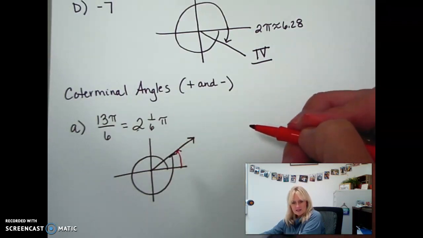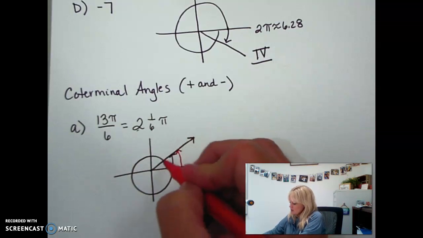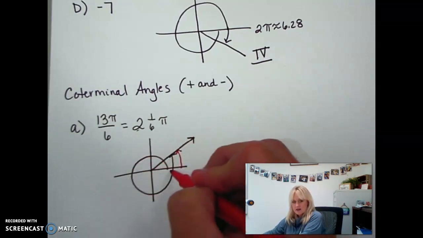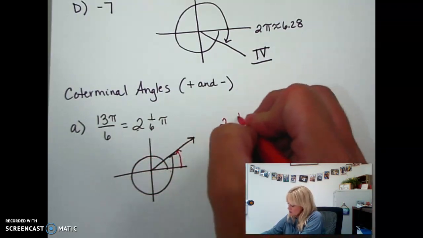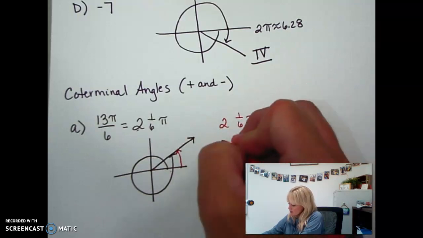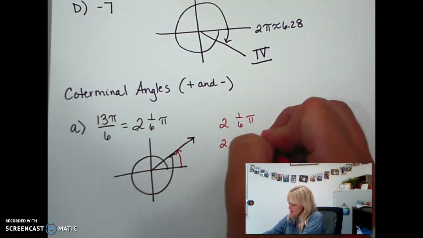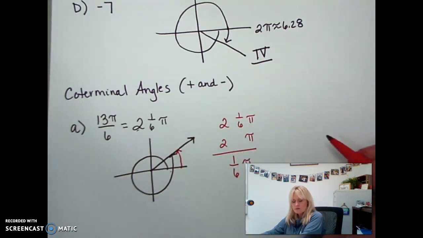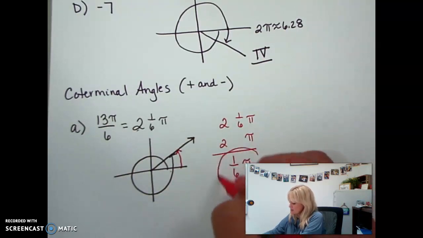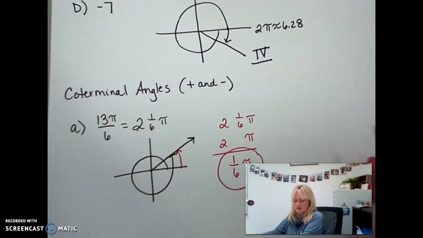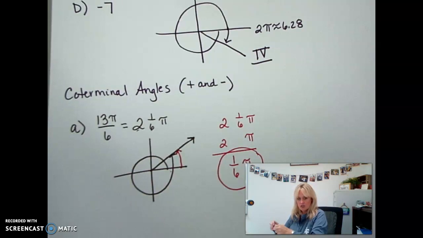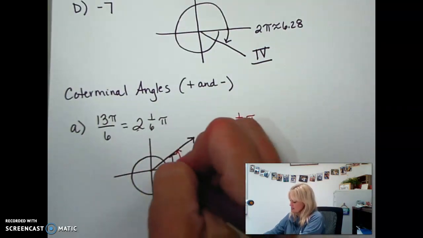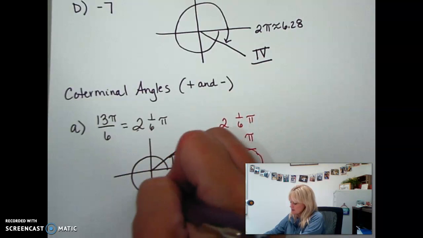Well, what angle is that? Well, remember, we went all the way around at one time. So 2 and 1/6 pi, if I take away 2 pi, now I'm left with 1/6 of a pi. So that is the positive coterminal angle. Again, the definition of a coterminal angle is it has to start and stop at the same spot.